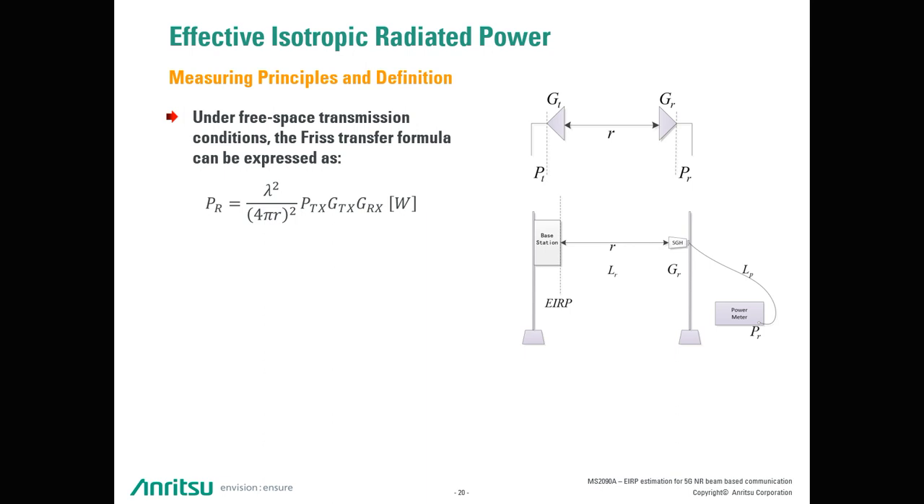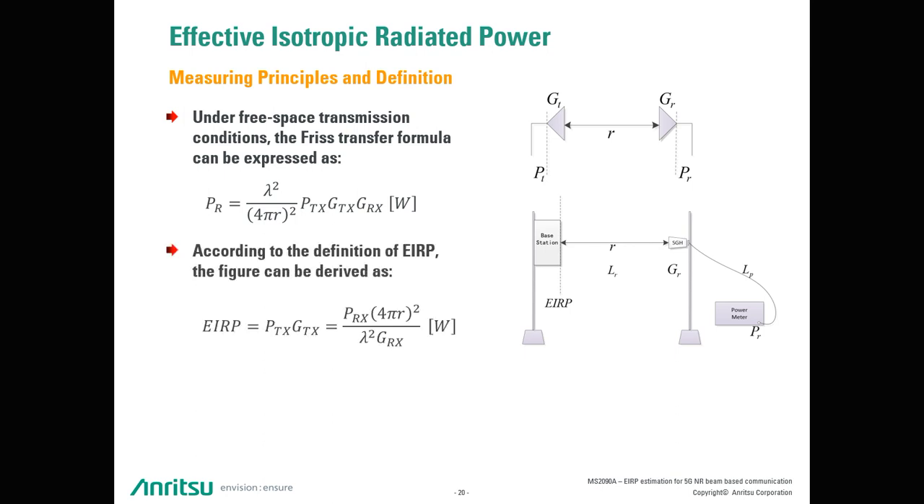Under free space conditions, the Friis transfer formula can be expressed as given on the slide here. According to the definition of EIRP, the calculation formula of effective isotropic radiated power can be derived. The precondition of the establishment of this formula is that the distance of the transmitting and receive antenna satisfies the far field measurement condition.